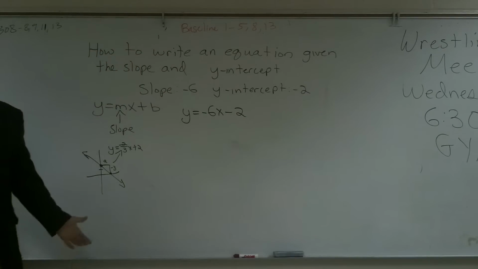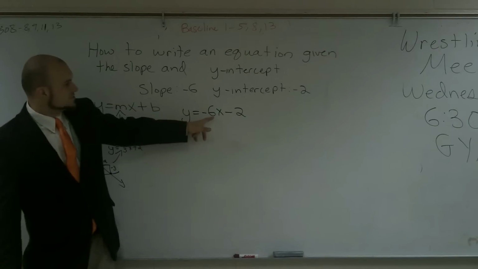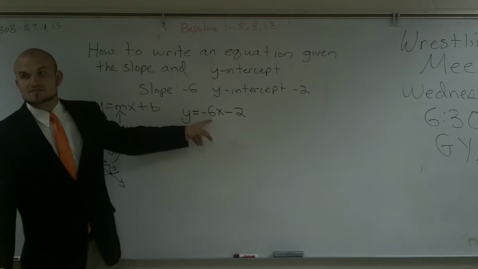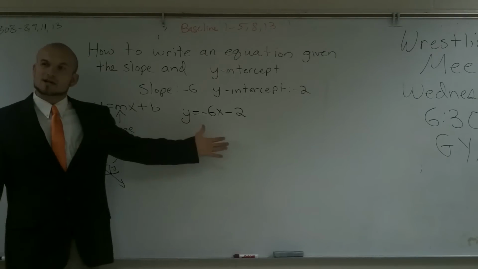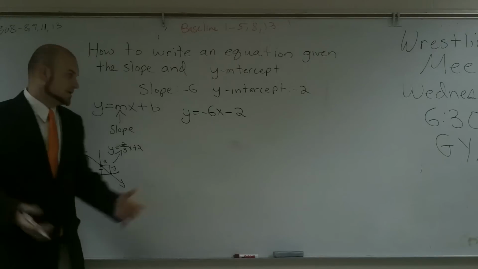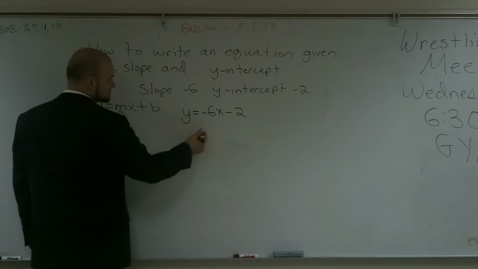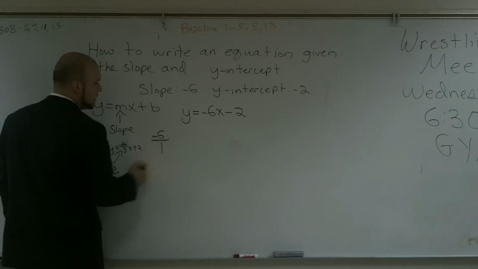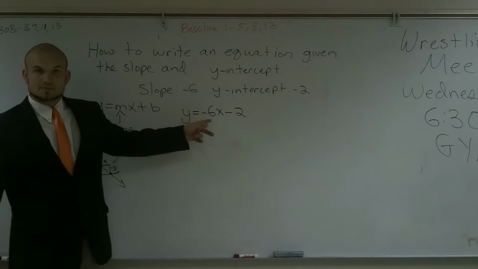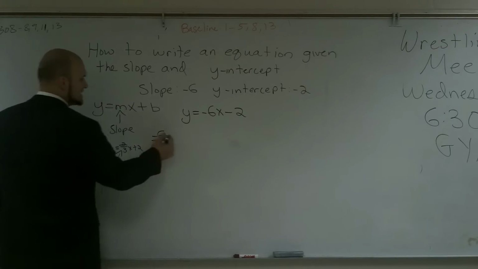And then simply, all I know now is I just wrote it in the form. I know that my slope is -6 over 1, and my y-intercept is -2. So therefore, if I wanted to graph this, or at least to know what's happening, I know that this is going to be a change in y over change in x. So I have a -6 over 1, because -6 over 1 is the same thing as -6. So therefore, I know that's my change.